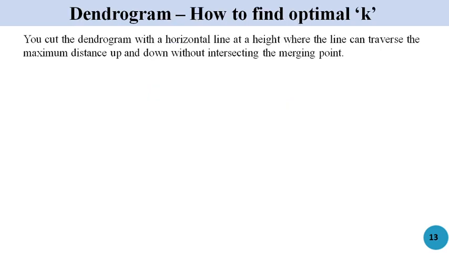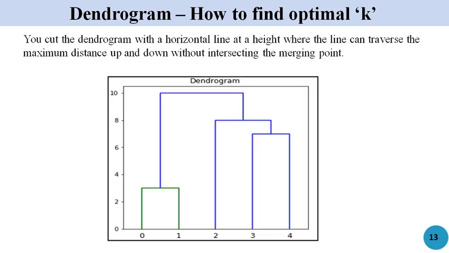Now, the final thing that we are left with is to find the optimal value of k for any given data set using a dendrogram. For that, we need to find the longest vertical distance which does not intersect with any of the clusters. In simple terms, I need to find the longest vertical distance which will not intersect with any of the horizontal lines in the dendrogram. So here we have to draw the vertical distances in such a way that they do not intersect with these horizontal lines in the dendrogram.